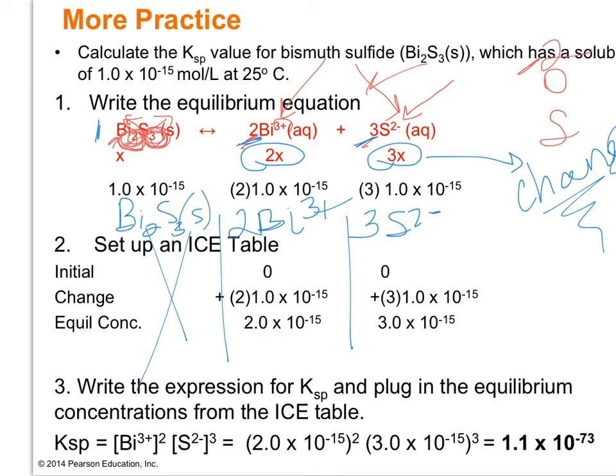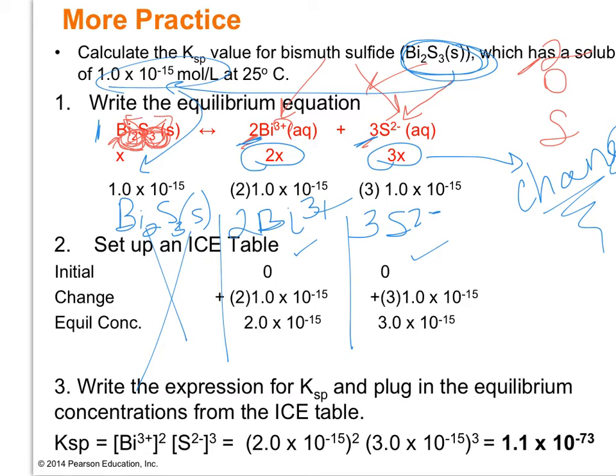Okay, so as always, we're starting with the initial amounts of the ions as 0. The problem told us that the solubility, the concentration of bismuth sulfide that dissolves, is 1 times 10 to the minus 15. So they're essentially telling you what X is. Solubility is typically the X in your ice table.